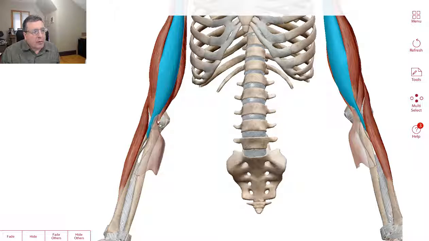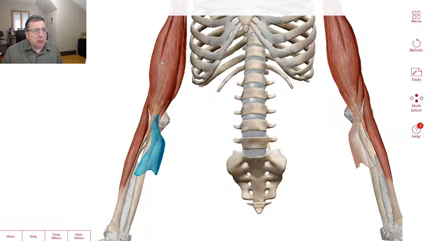They both cross the elbow essentially. It inserts into your radial tuberosity. So if I'm not mistaken, that's something that you had to learn. If you look at the radius, at the proximal end of the radius, you've got that little bump right below the radial head. That's the radial tuberosity. So they insert into there, and this is just an aponeurosis associated with that.